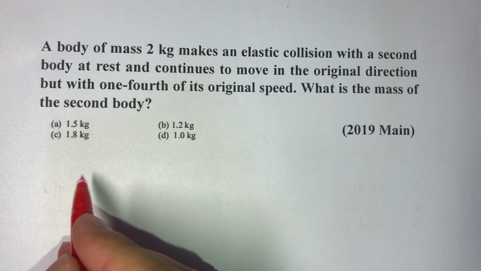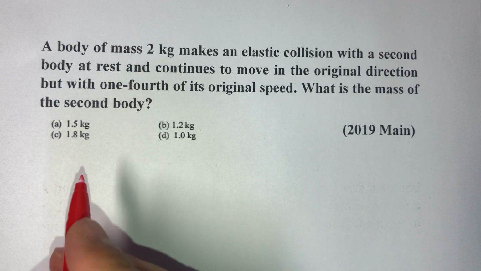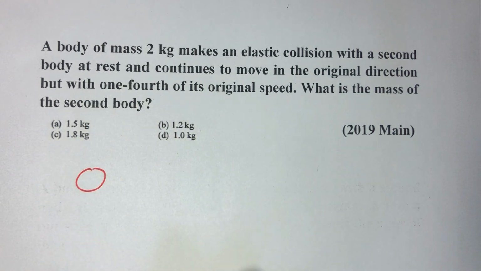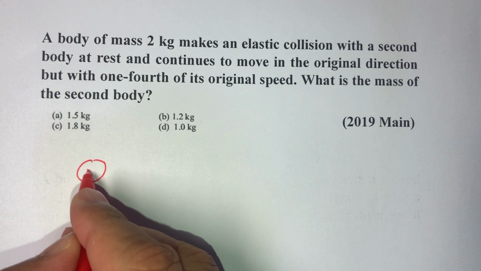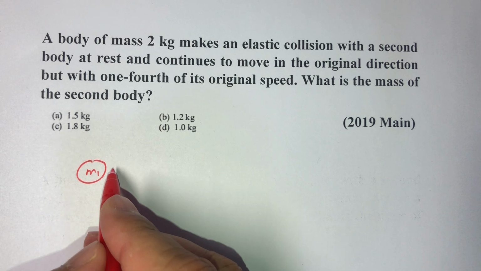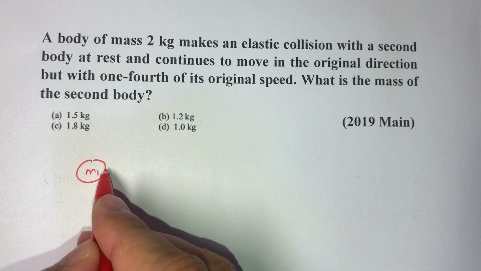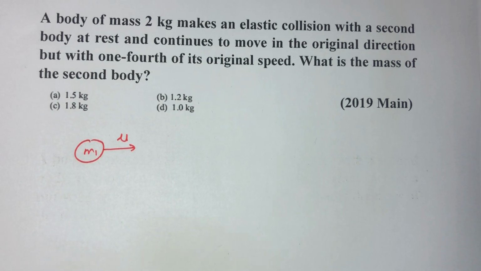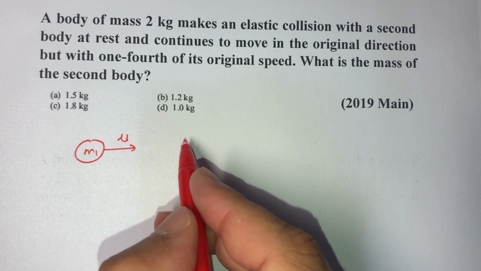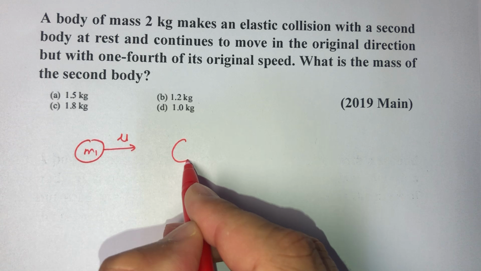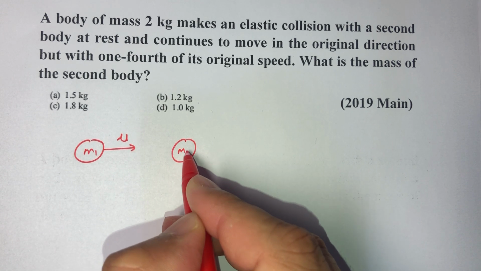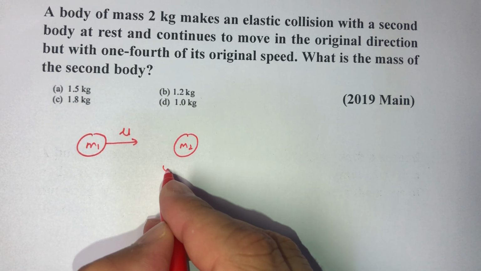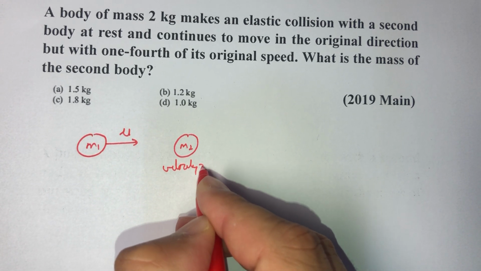The first body's mass is given as 2 kg. So let us say this is our first body m1, and it is moving with a speed of, let us suppose, u. And we have the second body, its mass is given as, let us suppose, m2, and it is at rest, so its velocity is 0.